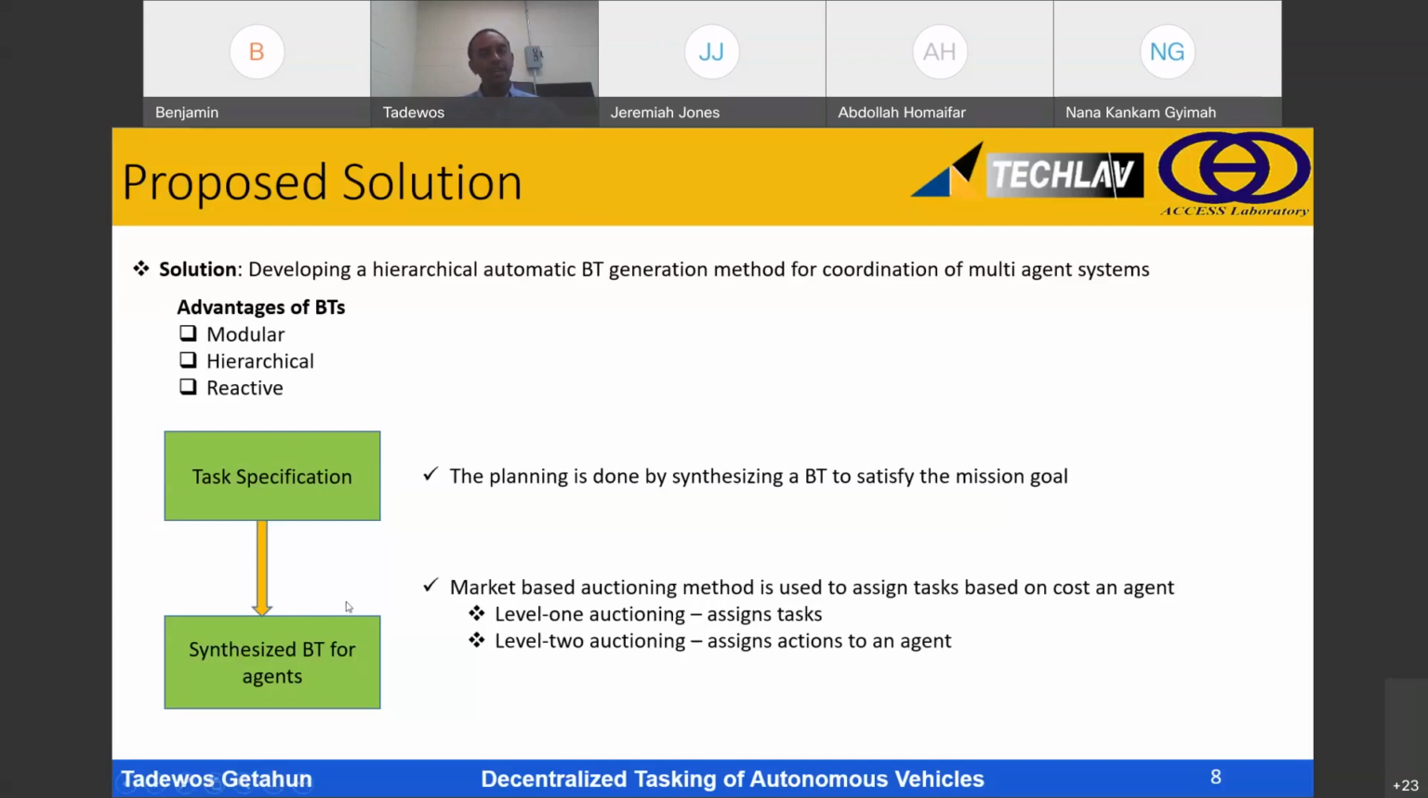So when agents execute the behavior tree, indirectly they are accomplishing the task. And because there are multiple agents, we use market-based auctioning for the interaction among agents.